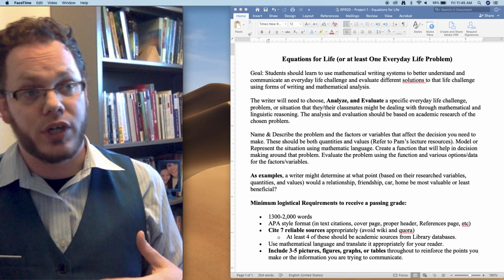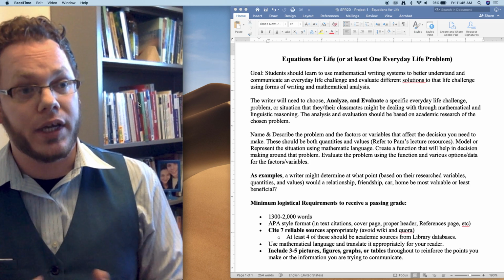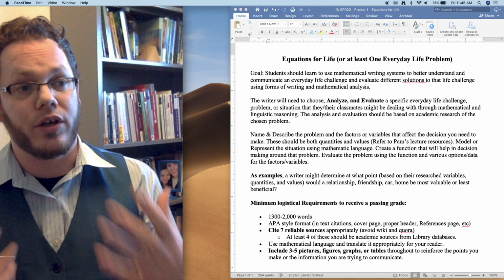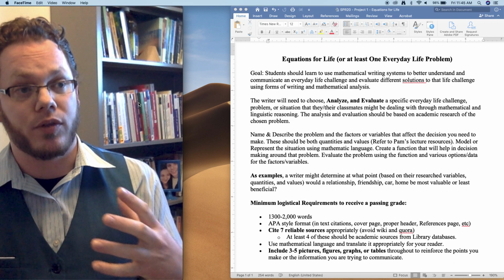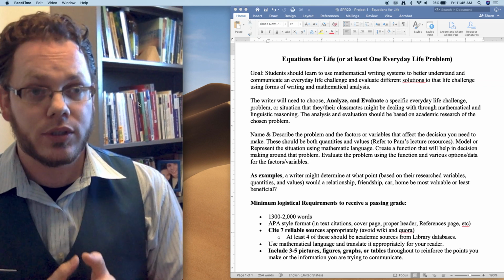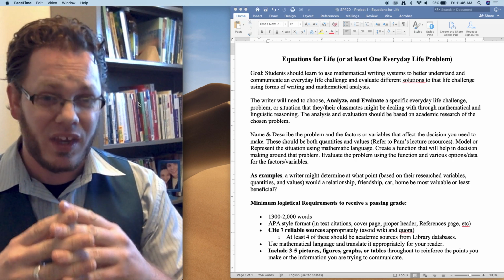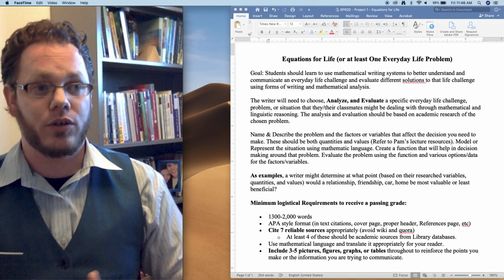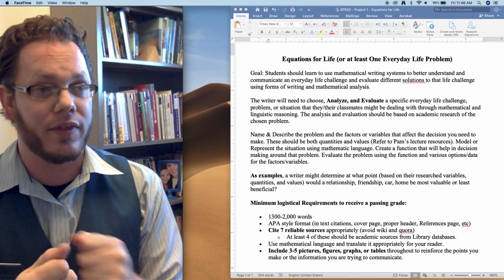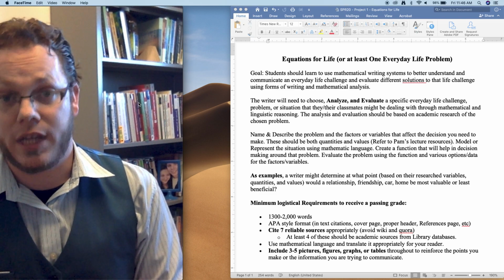So you need to make sure you name and describe the problem and the factors or variables that affect the decision that you need to make. The way you represent that should be both the quantities and values. And if you don't remember what those are, refer back to Pam's lecture resources, where she says quantities are things that could have a number value, where they're not the actual numbers themselves or the values. So go and make sure you know what that means.